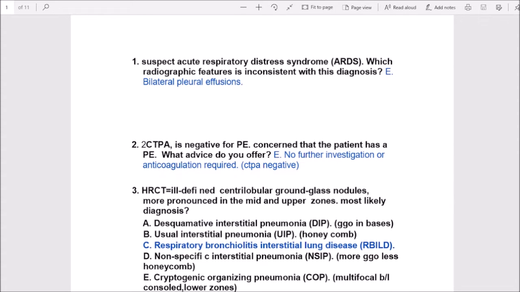Number two, CTPA is negative for pulmonary embolism. Concerned that the patient has pulmonary embolism, but advised no further investigation or anticoagulation required, because if CTPA is negative, then pulmonary embolism is highly unlikely.